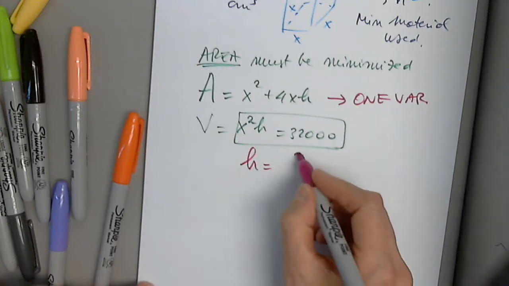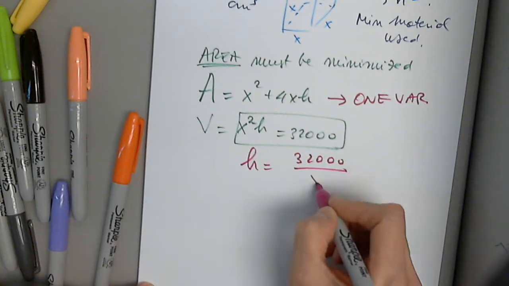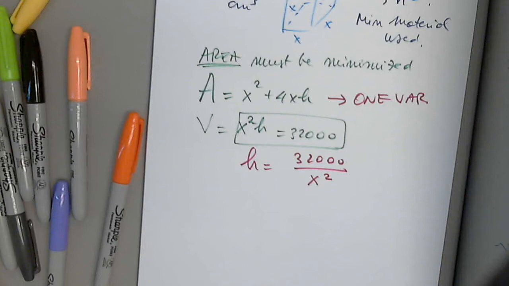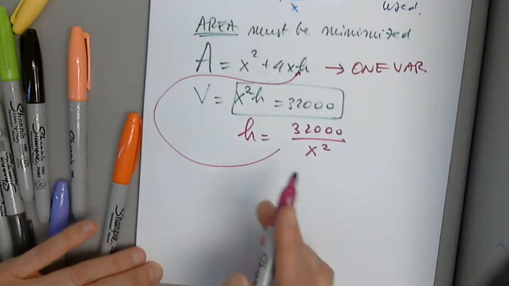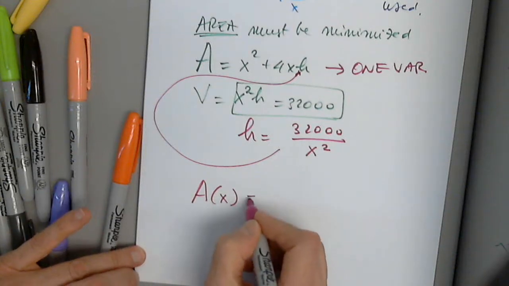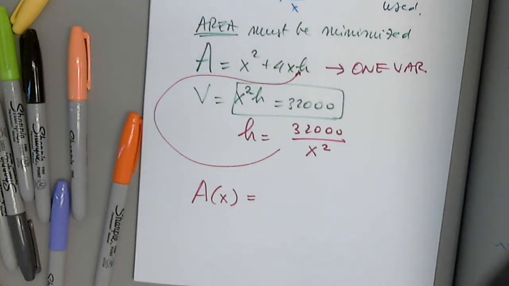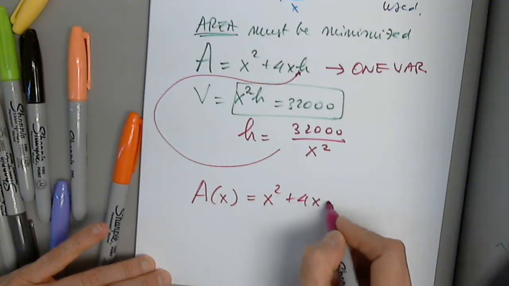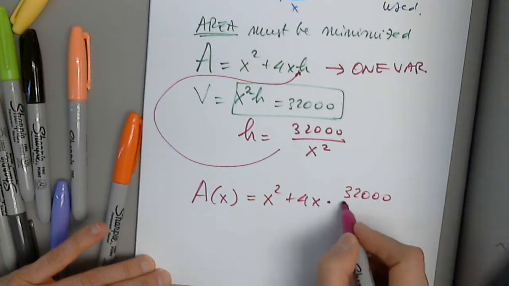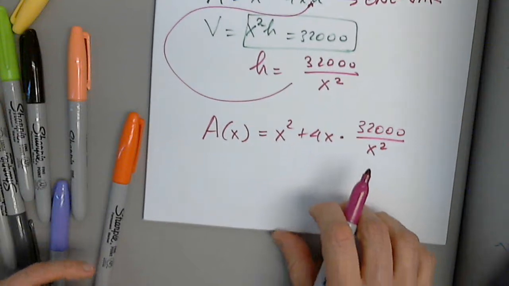Exactly. Thank you very much. h equals 32,000 divided by x squared. Once I plug it back in, then I can say that the area is a function of one variable, which I could not say before. So this is x squared plus 4x multiplied by 32,000 over x squared.